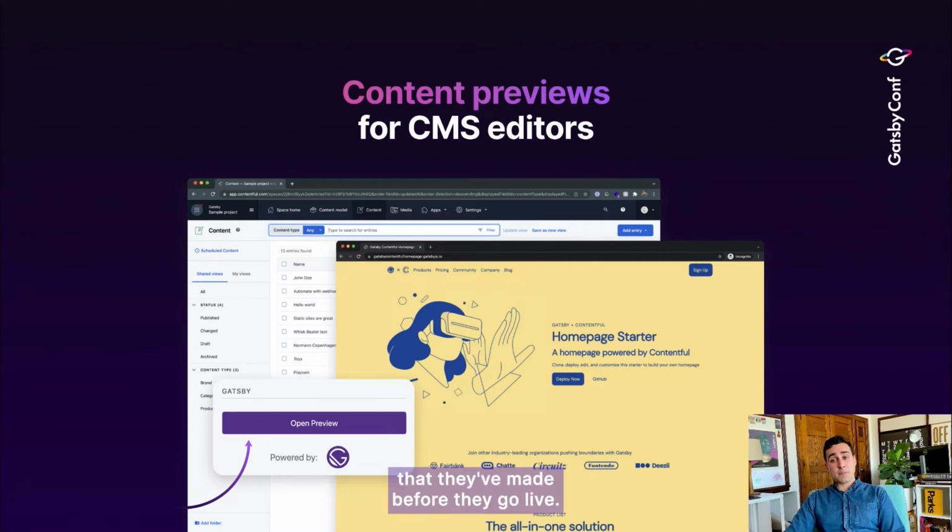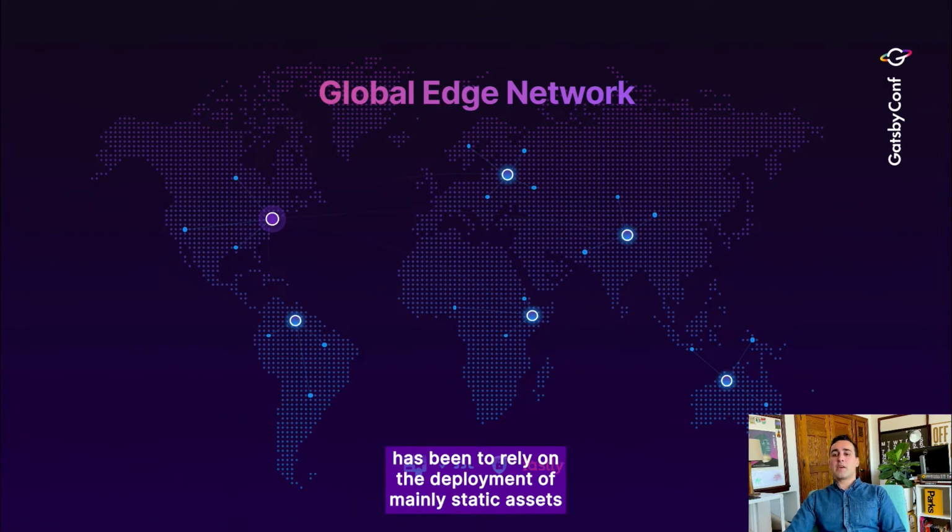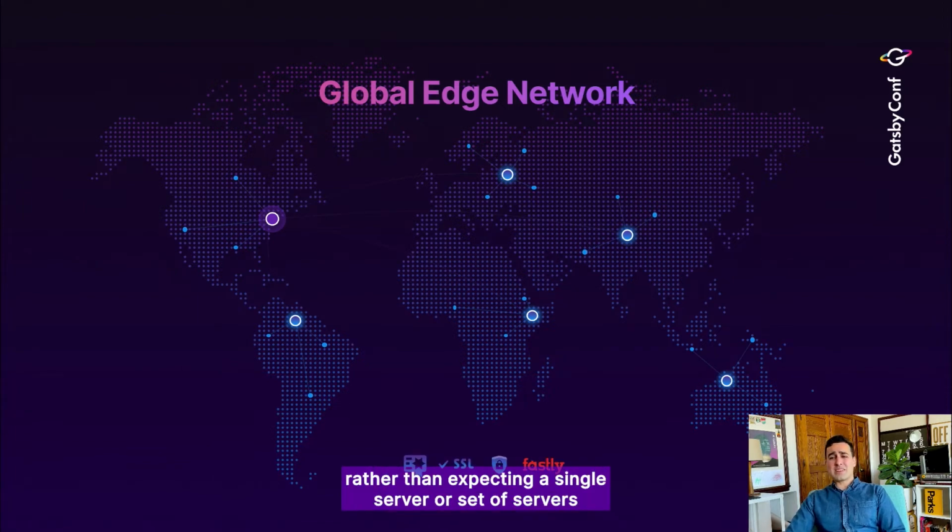Now, one of the key innovations of the Jamstack has been to rely on the deployment of mainly static assets directly to a content delivery network, rather than expecting a single server or set of servers to handle all of the website traffic. This has meant that Gatsby sites can easily scale to millions and millions of visitors without risk of a server falling over and any downtime.